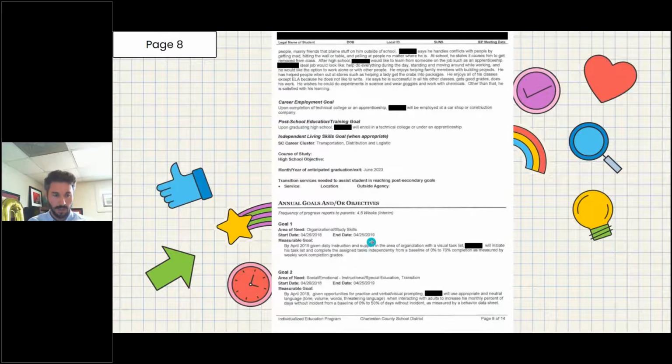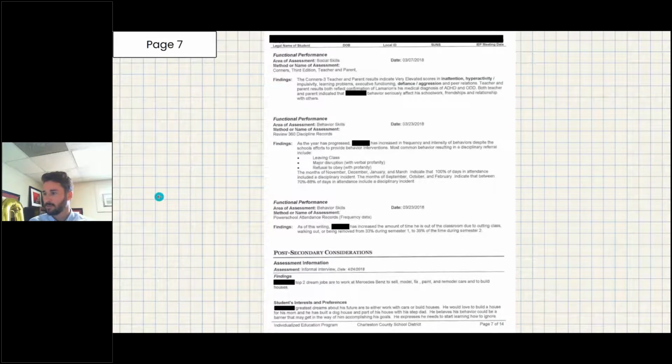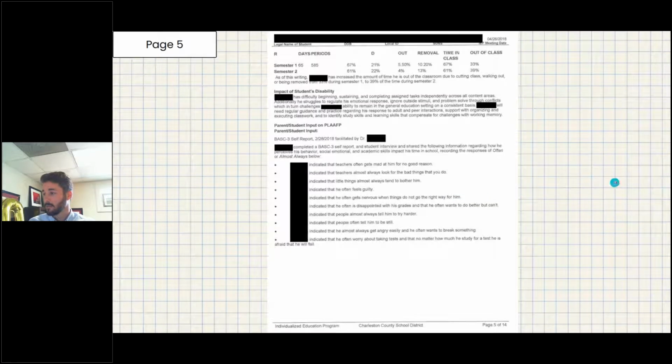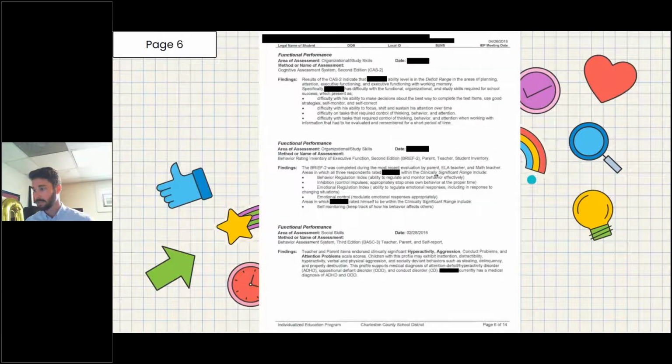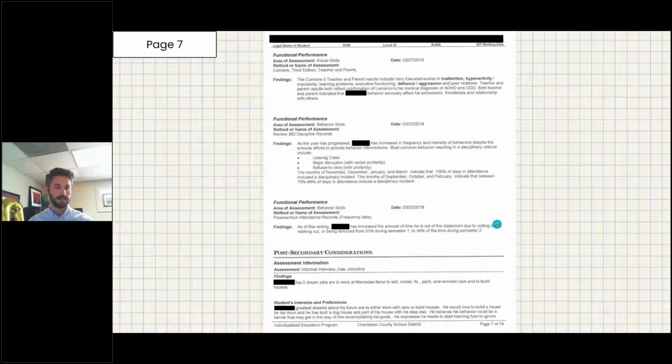So specific. Are we addressing a specific area of need? To know that, we have to go back in the IEP to the functional performance section and see if there's any evidence to support that this child has organization issues. And I can tell you that yes, he definitely does. So look here, findings of the CAS-2 assessment. Specifically, he's got difficulty with the functional organization study skills required for school success. So this child essentially, because of his ADHD, is not completing and turning in assignments. And again, the important connection that we have to make is a lot of kids have that problem, but this child, we can connect it to his ADHD.